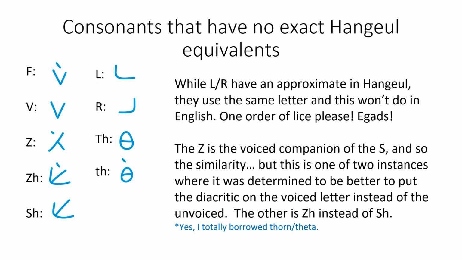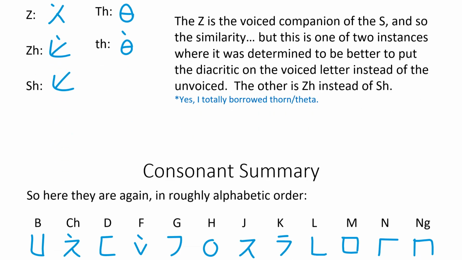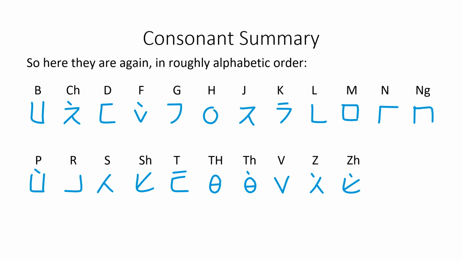Here are other letters that have no Hangul equivalent, except L and R, which I've put here just so you can see them. You'll notice that the VF and the TH pair continue with the diacritic mark on the unvoiced consonant. However, for ZH, SH, and Z, the diacritic goes on the voiced consonant. Call it a quirk. Every language has to have at least one. And here are all your consonants.